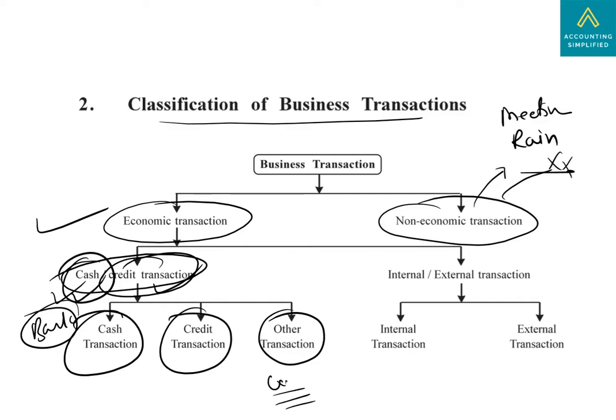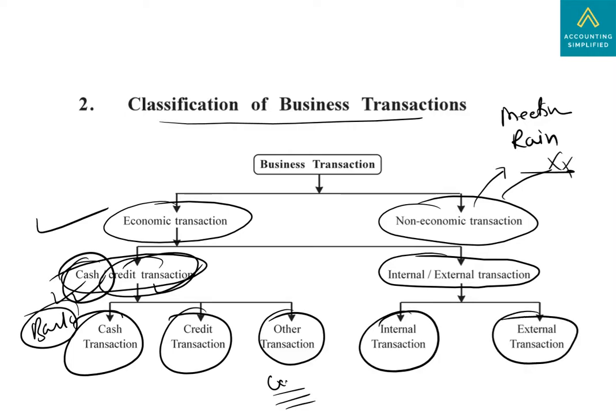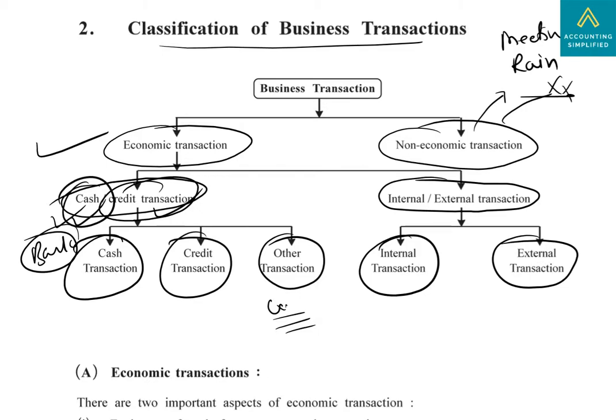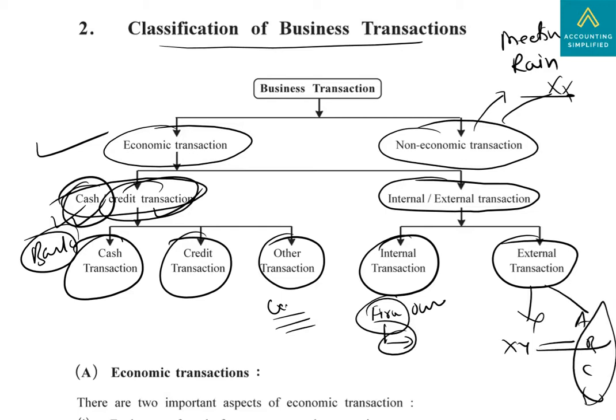Okay. These economic transactions can also be bifurcated or classified into internal transactions and external transactions. Internal transactions I have already explained, I will not explain further: internal transactions are between the firm and the owner, or the firm and no other party. External transactions are X, Y to A, B, C, D, anybody, maybe government, maybe university, maybe your company RIL. Okay, so you understood this? Yes, sir, we understood everything.